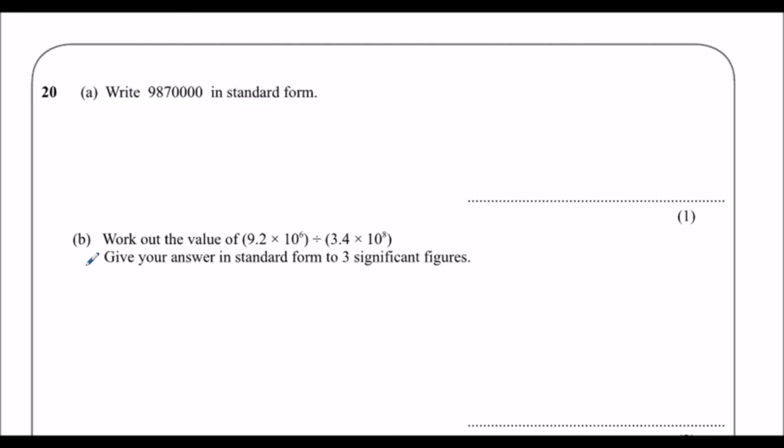Question 20. Write 9,870,000 in standard form. So standard form has to be a number between 1 and 10. So that's going to be 9.87, and times 10, how many times? How many times do I times 9.87 by 10 to get 9,870,000? So 1, 2, 3, 4, 5, 6 times. So it's 9.87 times 10 to the power of 6.